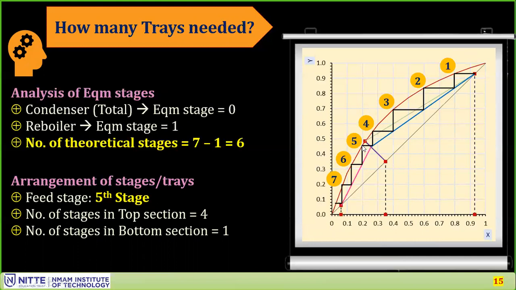The stages above the feed stage are exclusive, keep them separate. Above this, stages number 1, 2, 3, 4 are the top section, that is the enrichment section. There are 4 stages. Below the feed stage, stage number 6 is the bottom section or stripping section. Don't forget, the 7th is the reboiler. So we have the reboiler, 1 stripping section stage, 1 feed stage, and 4 top enrichment section stages. So that's how you solve the problem. We have come to the end of that particular problem.